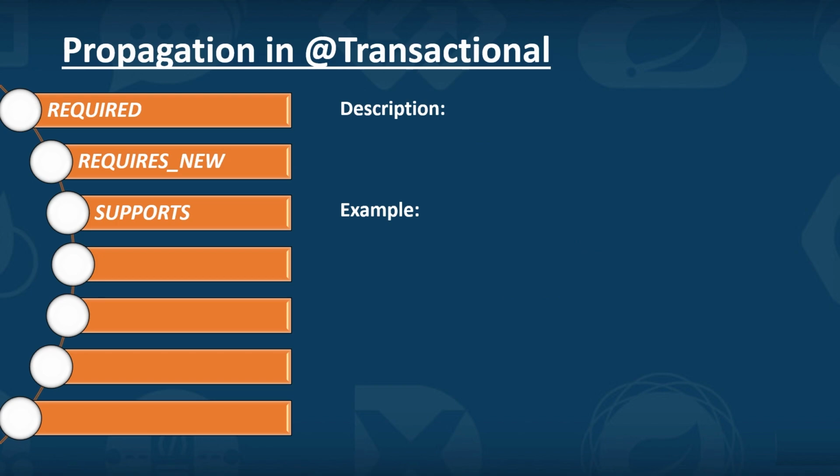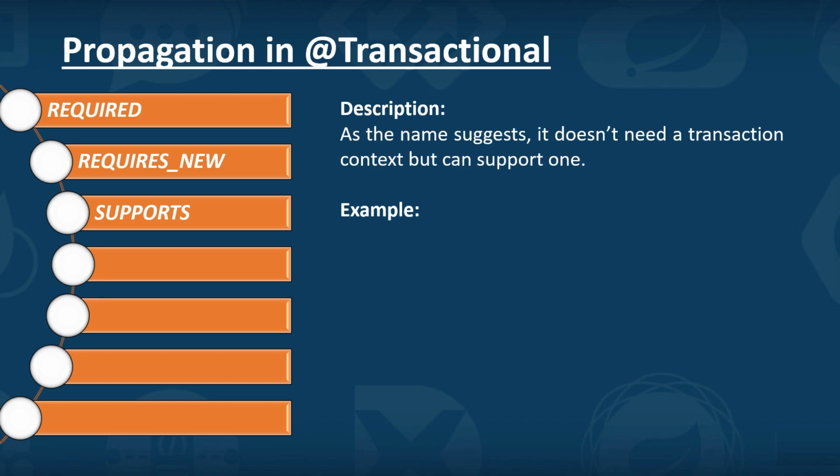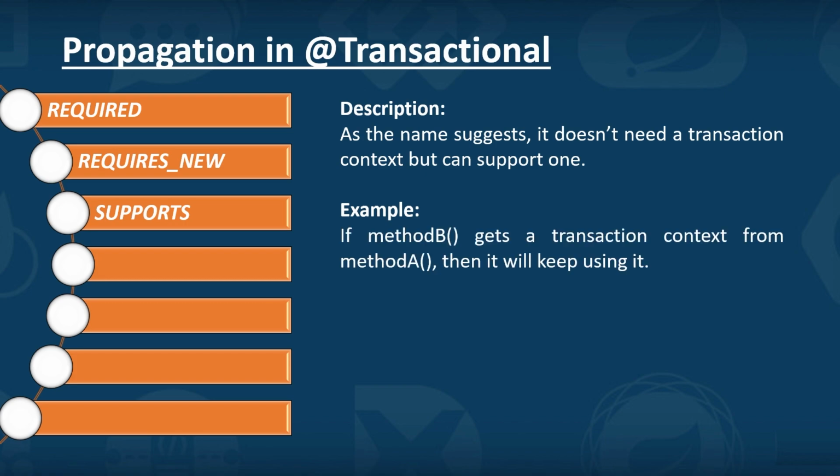Then next one is supports. So for supports, let's see what it says. It says it doesn't need a transaction context as such, but can support one. So it simply says that I don't need any kind of transaction, but still if you want to provide me something, I will support it without any issue. So here method B, if it gets a transaction from A, will keep using it. It won't say anything to you. In case method A was a simple method and nothing came from there, method B will also work without any transaction context. Neither a new one will be created nor any exception will be thrown here. That's what we mean by supports.